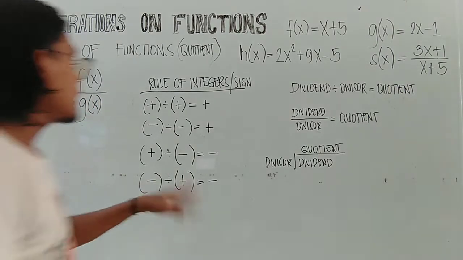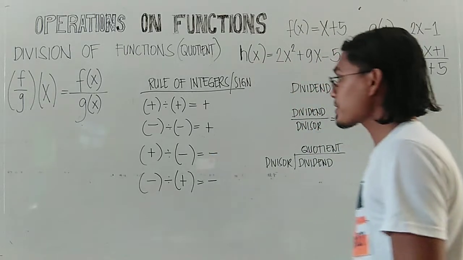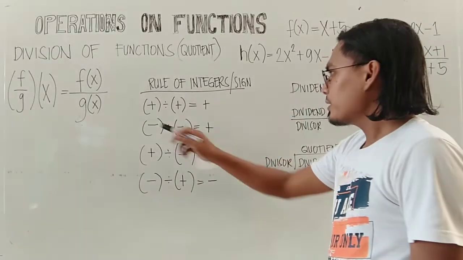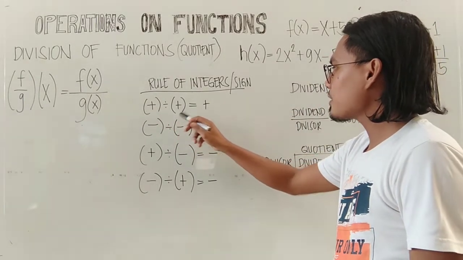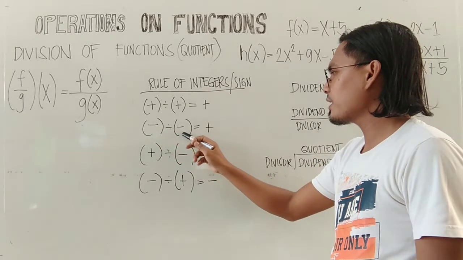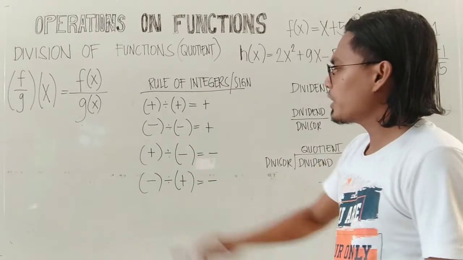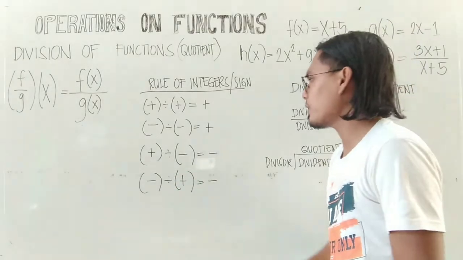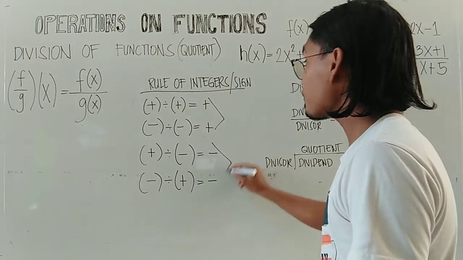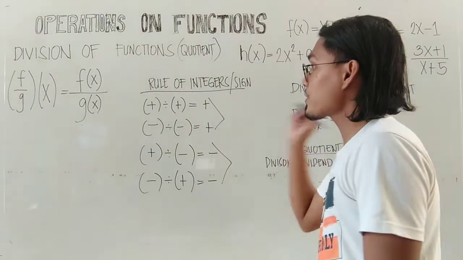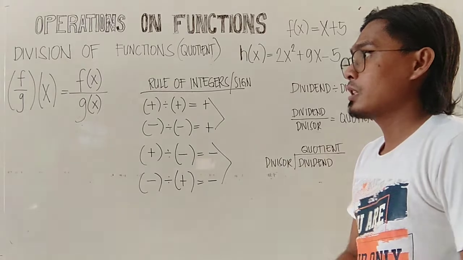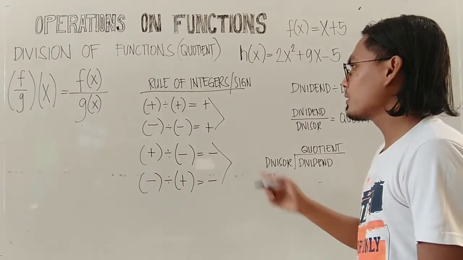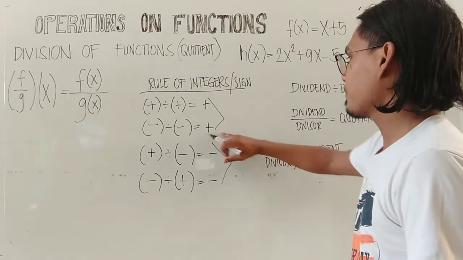Before that, let us review the rules of integers concerning their signs. Positive divided by positive is positive, negative divided by negative is positive, positive divided by negative is negative, and negative divided by positive is negative. To summarize, the rule of signs for division is like multiplication. They follow the same rule of signs.